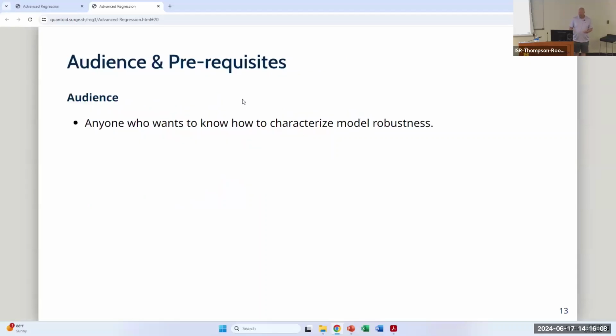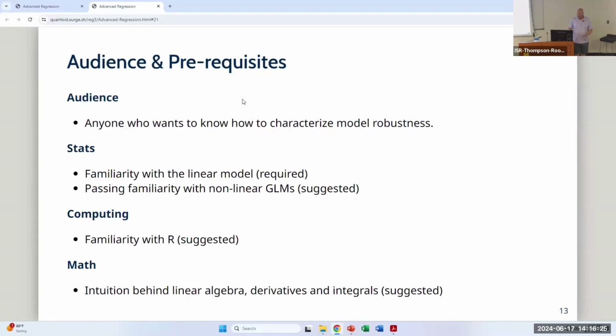As for the audience, it's pretty much anybody who wants to know whether their model effects are robust or not. If you're happy with blissful ignorance, that's fine. You can take other courses. But if you want to know or think about how robust your model effects are, that's what we're going to do. In terms of background, for stats, a familiarity with the linear model is pretty much required, and a sort of passing familiarity with GLMs would be great, although not necessary.